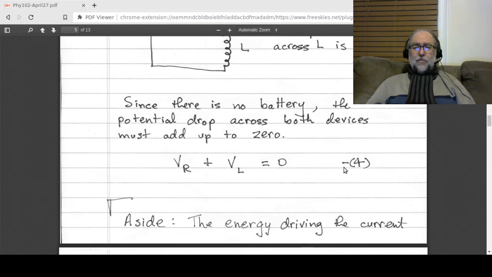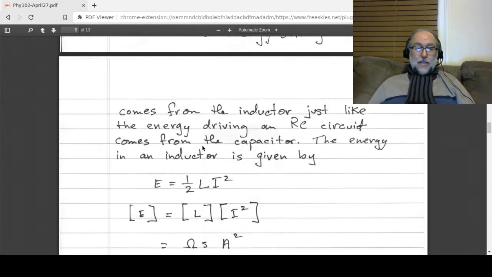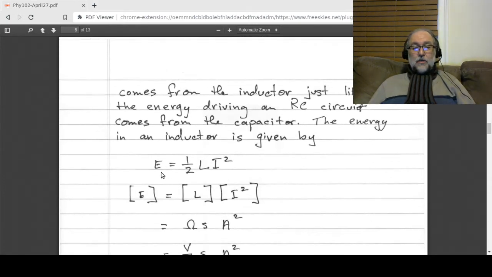So the energy had to come from the capacitor. But here in the RL circuit, what's delivering the energy? And the answer is obvious. It has to be the inductor. And so there's an energy in the inductor, and the energy in the inductor is given by 1/2 Li squared. Again, I'm not proving that, but there it is.